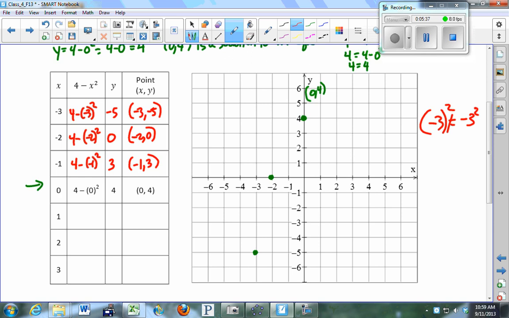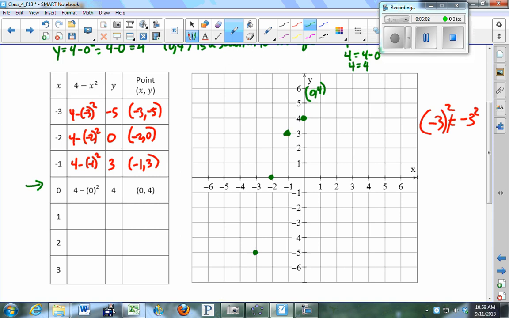-2 times -2 is -2 times -2. -2 times -2 is +4. 4 take away 4 is 0. Okay? All right. So any questions, please ask, because we don't want you going home confused about something.